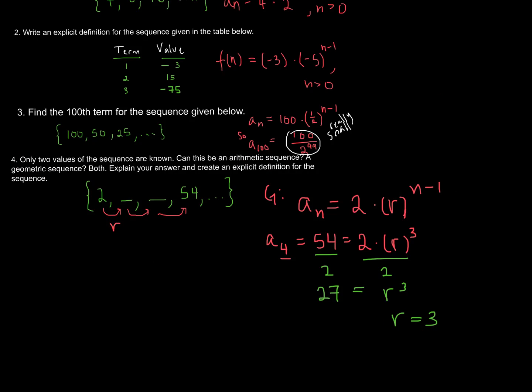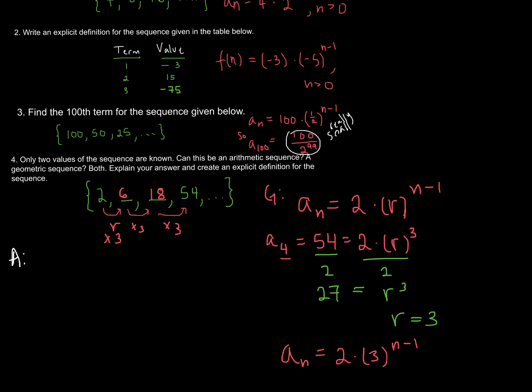So this could be a geometric sequence with the r value being 3. And let's just think about what that would look like. I'll write this one in red. So 2 times 3 is 6. 6 times 3 is 18. And if you do 18 times 3, you're going to get 54. So this would be a geometric sequence with an r value of 3. And the explicit definition for this is going to be a sub n is equal to 2 times 3 to the n minus 1. All right, let's take a look at the arithmetic sequence.